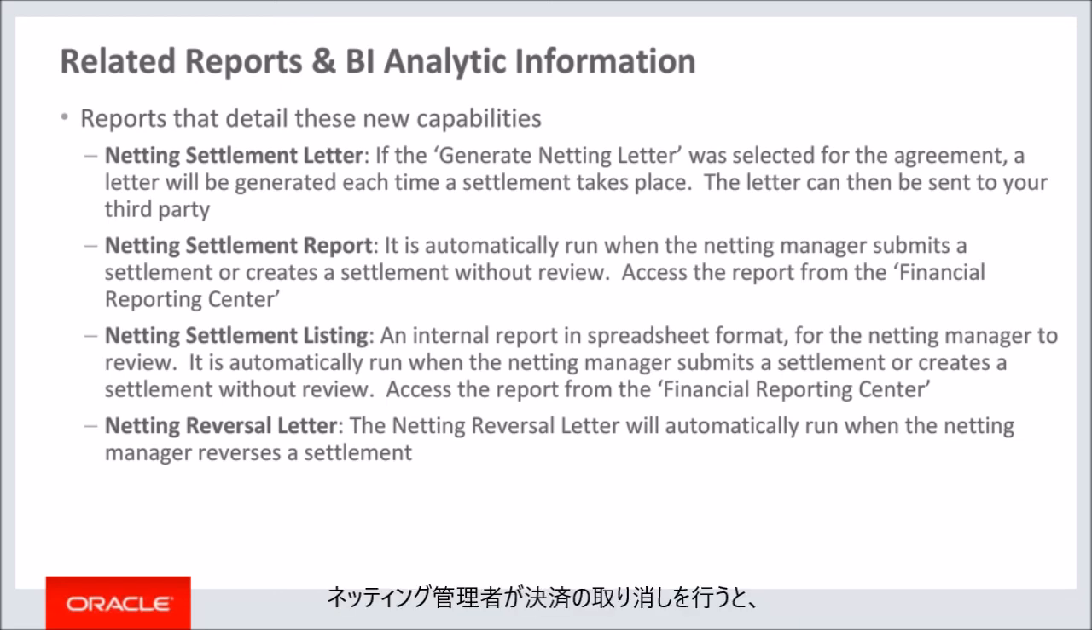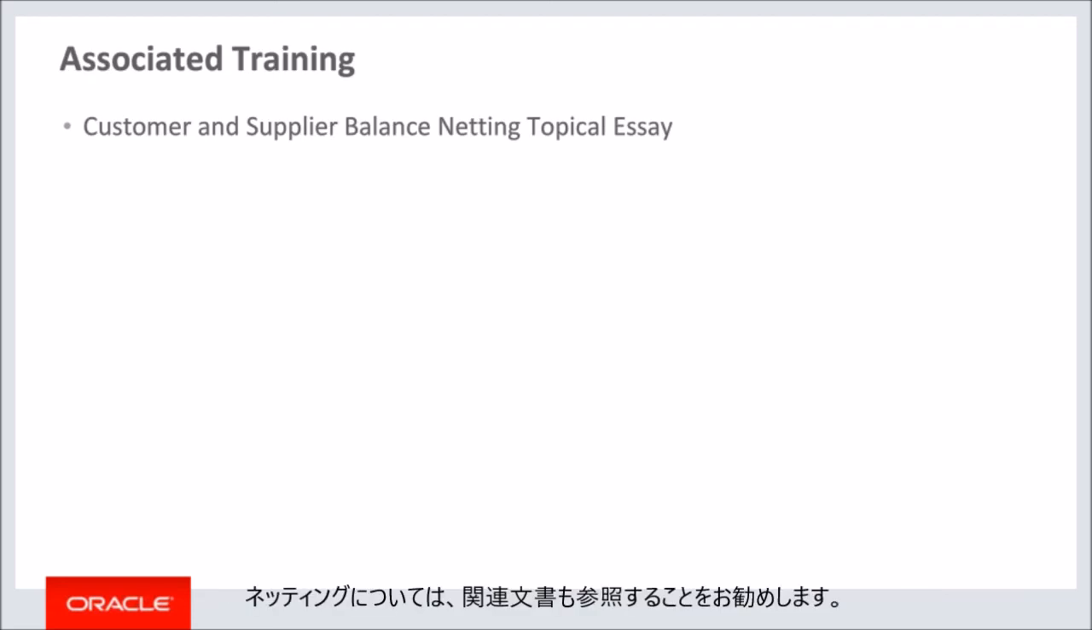Finally, the netting reversal letter will automatically run when the netting manager reverses a settlement. This report lists all of the invoices and transactions that were voided and reversed. It is recommended that you also refer to the topical essay for netting, which provides further details and examples of how to implement netting groups and discount functionality.